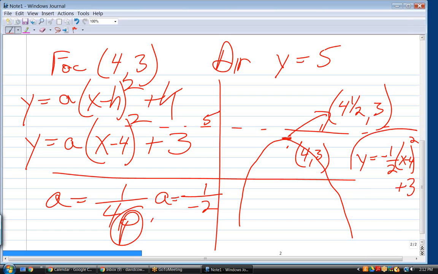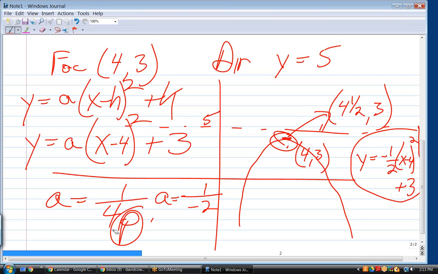Now, just as a check, let's make sure that our vertex fits that point. When my vertex has an x-coordinate of 4, this whole thing goes to 0, and my y-coordinate is 3. So it definitely fits the vertex. There are some other points we could check, but we really don't need to.